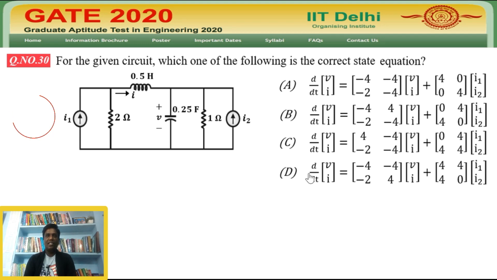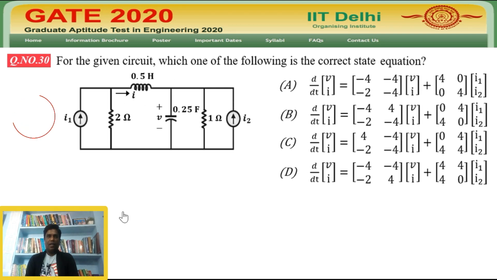Option D is d by dt of V and I equal to minus 4, minus 4, minus 2 and 4 into V and I plus 4, 4, 4 and 0 into I1 and I2. Here we need to choose one of the state equations for the corresponding circuit diagram. Next, we see some basic formulas for the current and voltage equations of the capacitor and the inductor.